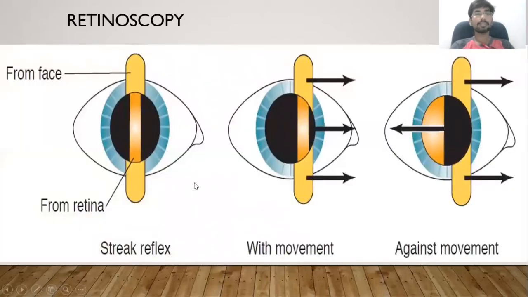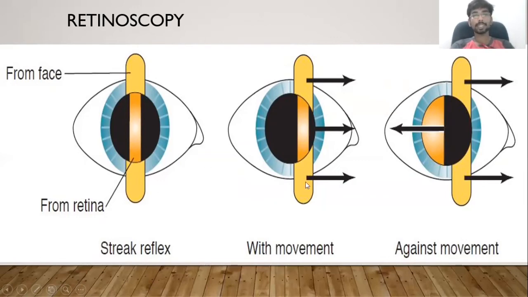Next, the objective method, retinoscopy. For this, we have an instrument called a retinoscope, and in a semi-dark room, we have to sit at 1 meter distance from the patient, and from the retinoscope, we get the streak reflex. From the retina, we get the retinal reflex. We have to move the streak sideways, in the 180 degree and in the 90 degree, and observe the retinal reflex.